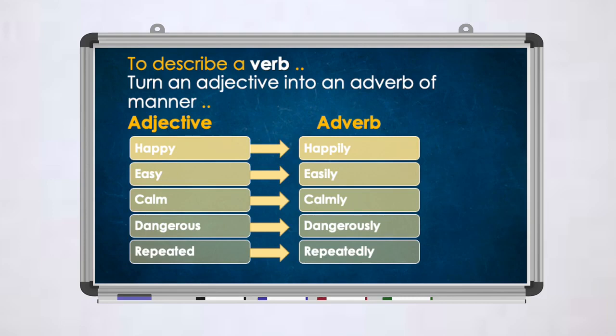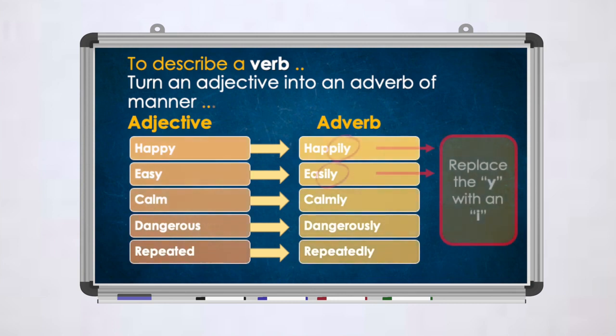Take a look at the first two words, happy and easy. Now, there is something missing in the word. You guessed, the y. Now, when I want to add an ly at the end of the adjective to make it an adverb, I have to check. If it ends with a y, I have to replace the y with i. So happy will be happily. Easy will be easily. Don't forget that.